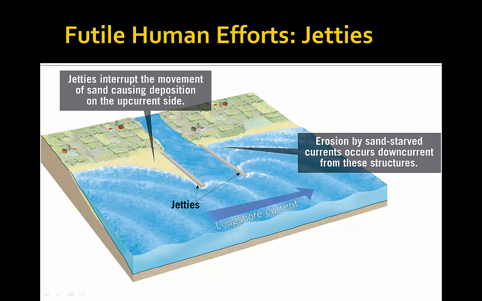Jetties are effectively a pair of groins, and they are built to prevent beach drift from forming a spit and eventually a baymouth bar across the mouth of harbors. However, this is just a temporary fix. Eventually, the sand will build up and it will overtake the jetty.